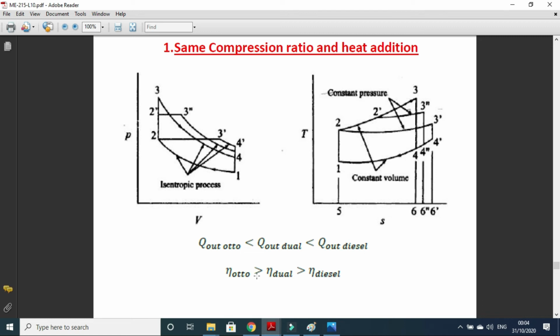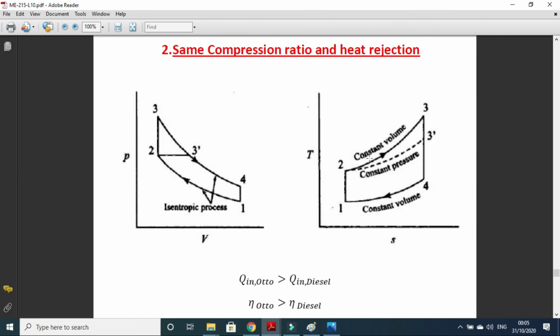lowest efficiency. So the Otto cycle will have the highest efficiency because its heat rejection is lowest. You can see that the heat rejection process curve of the Otto cycle is the shortest, so it will have the lowest Q out. And since I already told you that efficiency is inversely proportional to Q out, the smaller the Q out, the higher the efficiency. I hope you have understood.